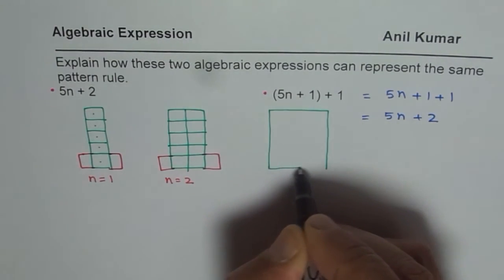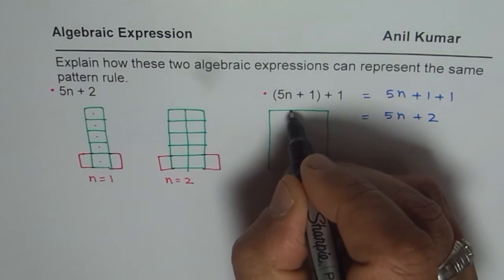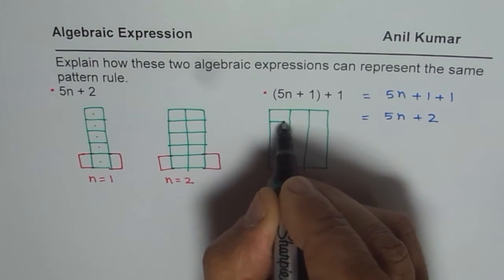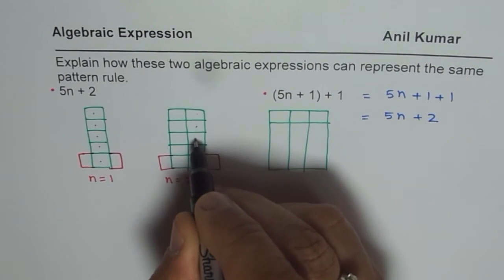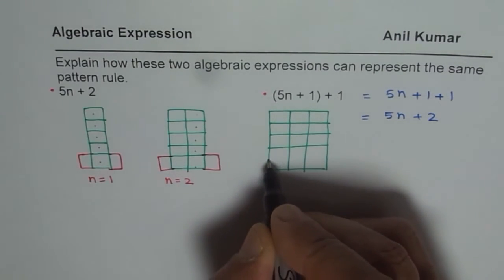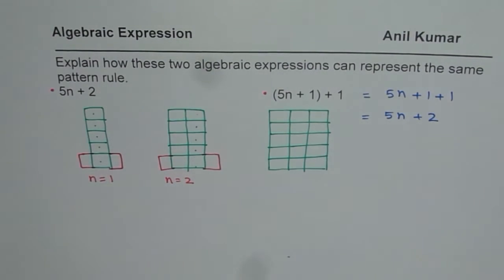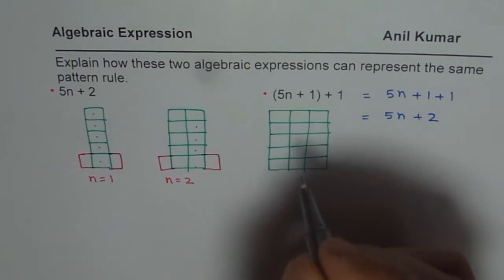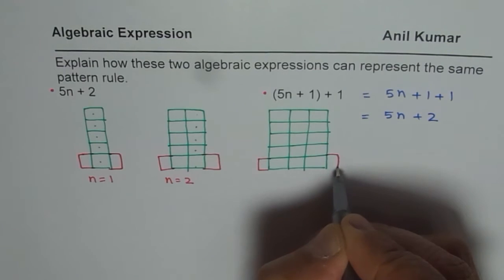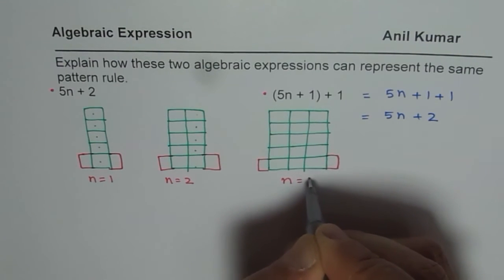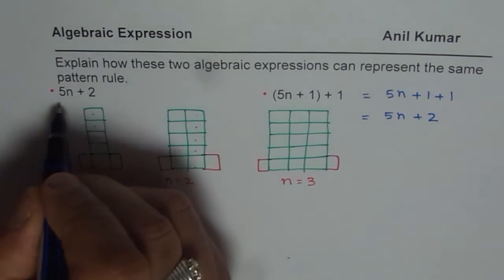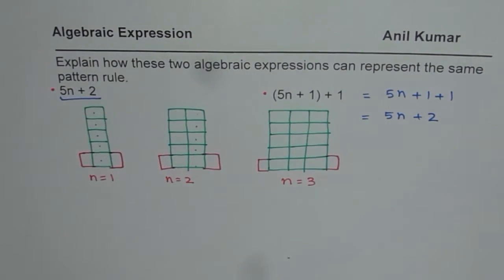So our expression here is 5n + 2. The 5n is the variable part which changes. So every time we are basically adding 1, 2, 3, 4, 5 each time, right? So 1, 2, 3, 4 and 5, right? So the pattern is increasing by 5 each time, and we have two fixed blocks here on this side, correct? So this is for n equals 3. And this particular situation really represents 5n + 2, the expression, right?